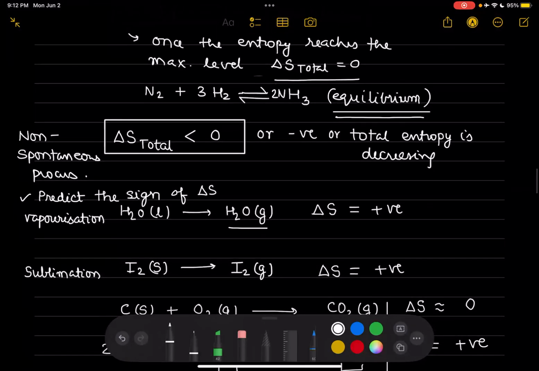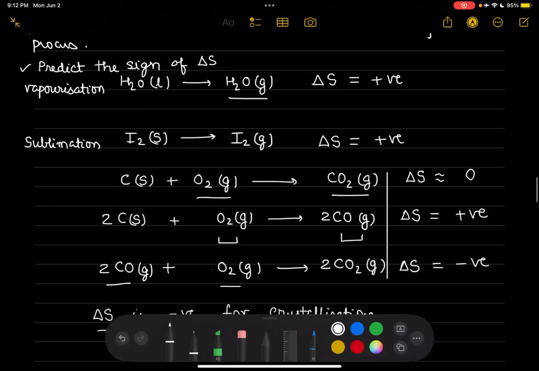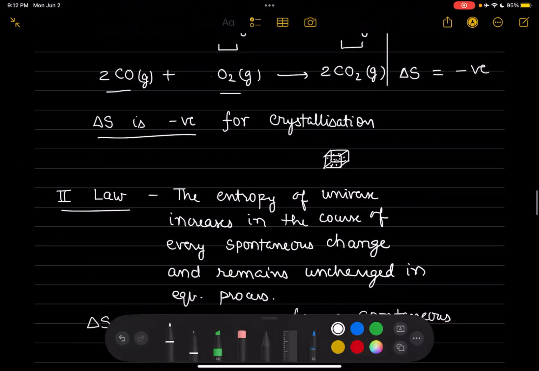Suppose the total entropy is decreasing, then the process is non-spontaneous. Means it cannot happen on its own. It cannot move on its own. You need to put some work, some energy, to let it happen externally. On its own, it is not going to happen. That's what we had seen.